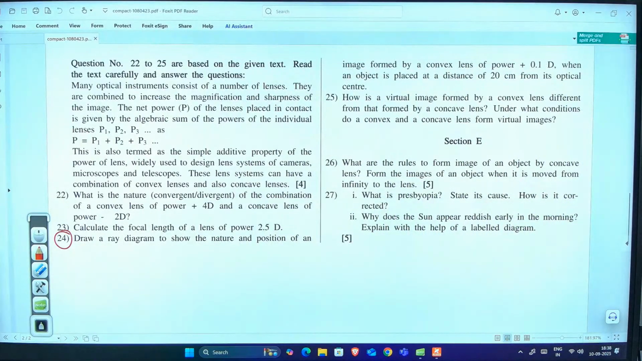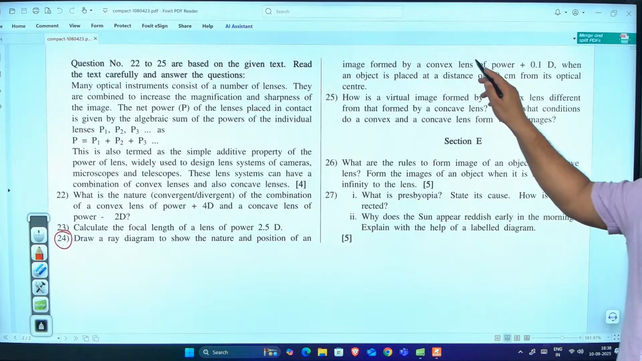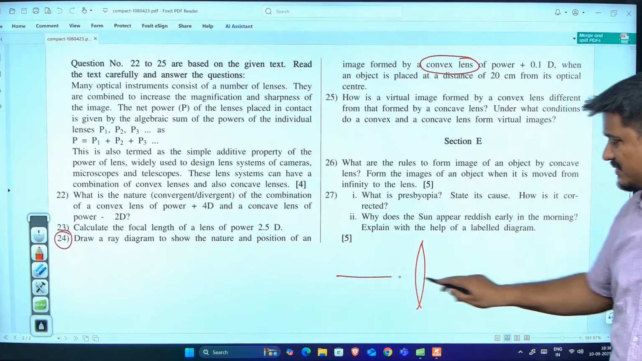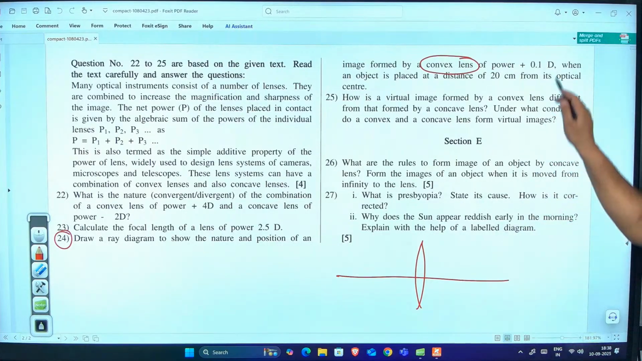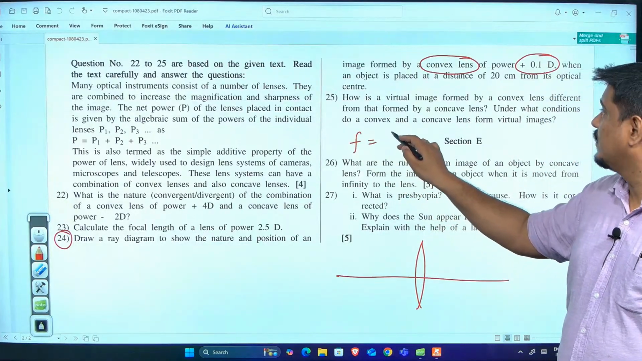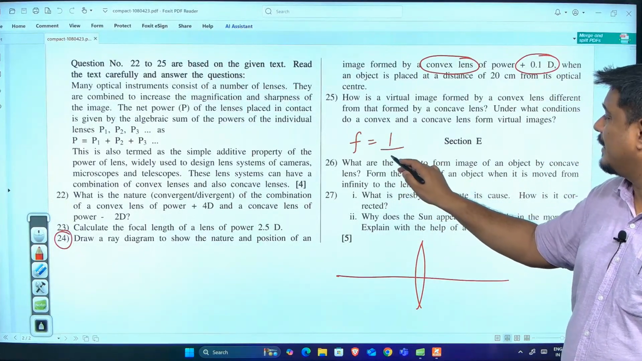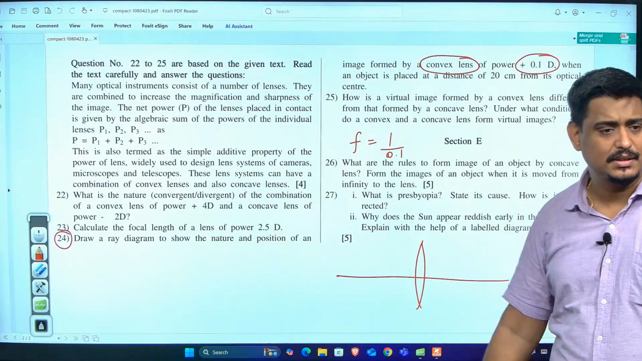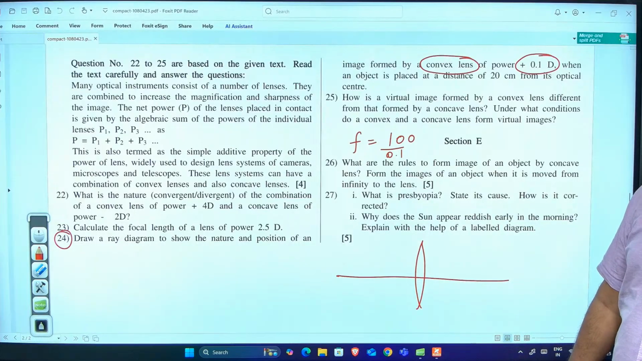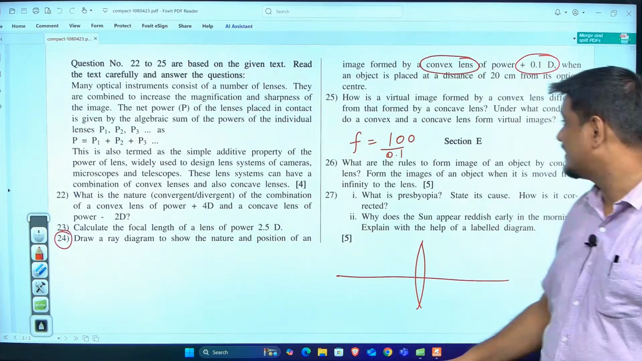I hope you are getting the question, by the way. It's a convex lens question, right? And its power is 0.1 D. It means what is the focal length? Hint is focal length is how much? 1 by P, 1 by 0.1, isn't it? To find in centimeters, I will take 100 above. No, not required in this case.